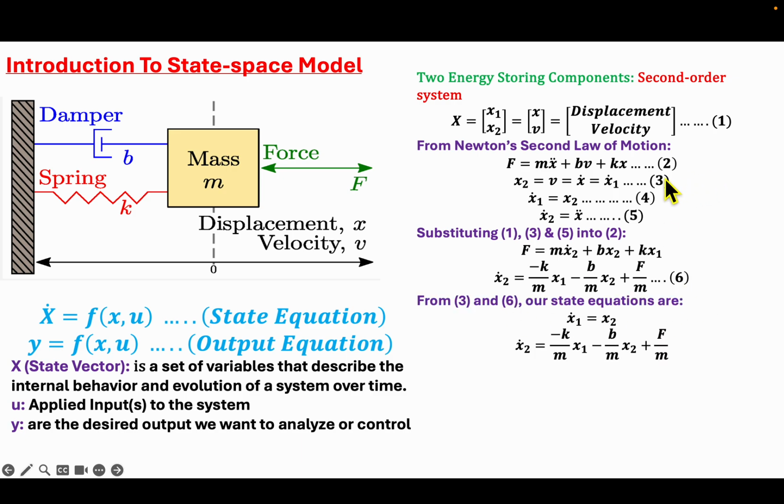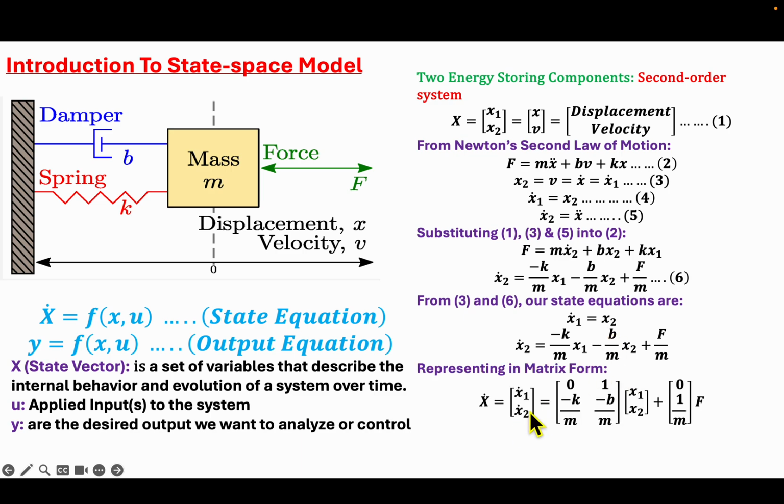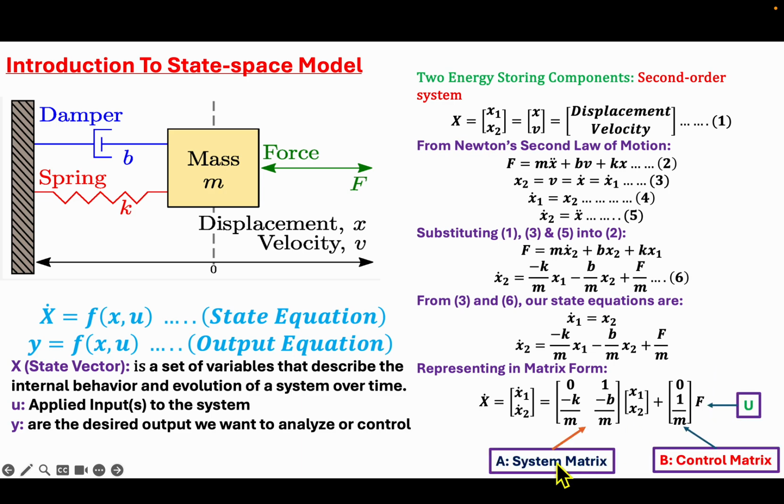From 3 and 6, we have our state equations, and we can put them in matrix form to obtain this matrix form equation. This is our A matrix, which is also known as the system matrix, and it models the internal dynamics of the system. And this is our B matrix, which is known as the control matrix, and it shows how our input, in this case force, affects our states. And u, which is the applied input, is just our applied force.